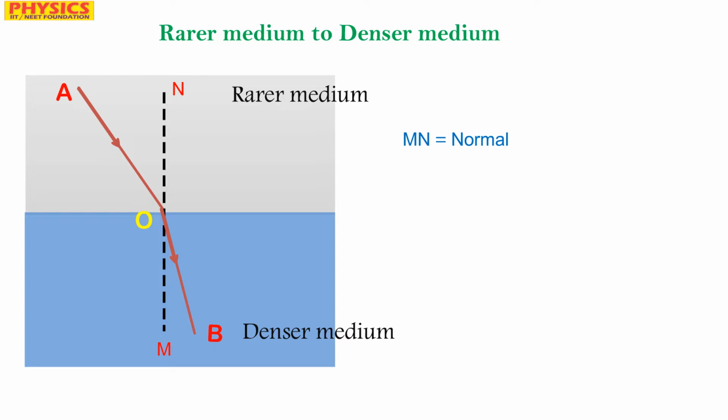Right? And AO is a ray, it is known as incident ray. What is that? Incident ray. And OB is another light ray, that is called a refracted ray. Clear? Next, MN is the normal. It is not a ray. Students will confuse here. It is not a light ray. Just it is a line drawn.